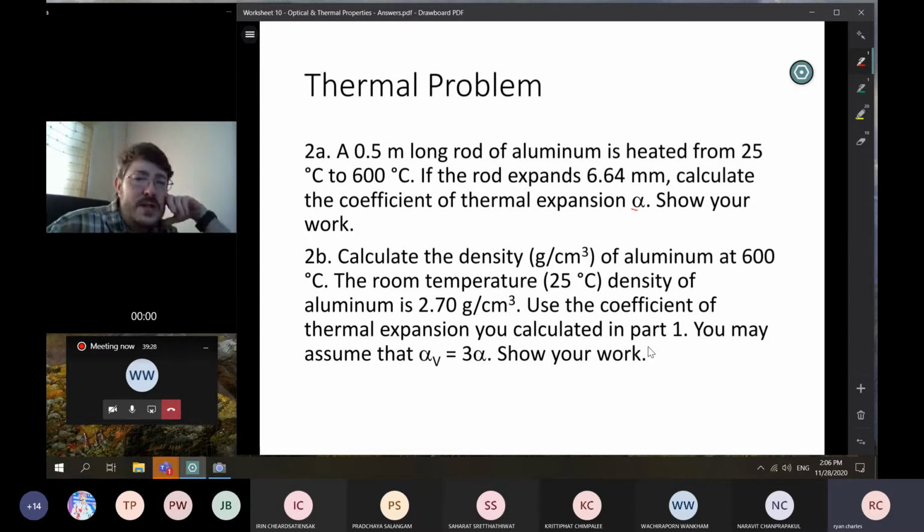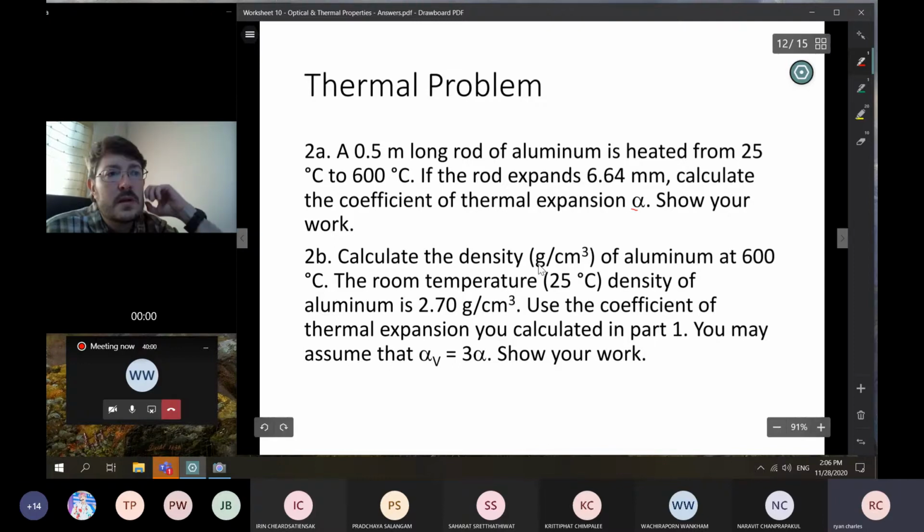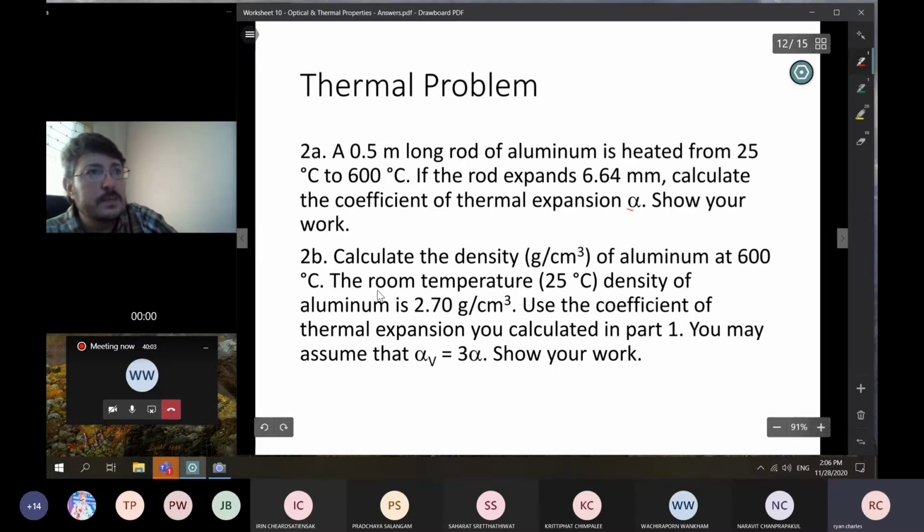So I may have mentioned this, I may not have, but there's thermal expansion and there's volumetric expansion. If something gets bigger and we make the assumption that the mass doesn't change, then the density will, right? Because density is mass divided by volume. If the mass stays the same, but the volume gets bigger, the density should go down, right? So this is just to illustrate that.